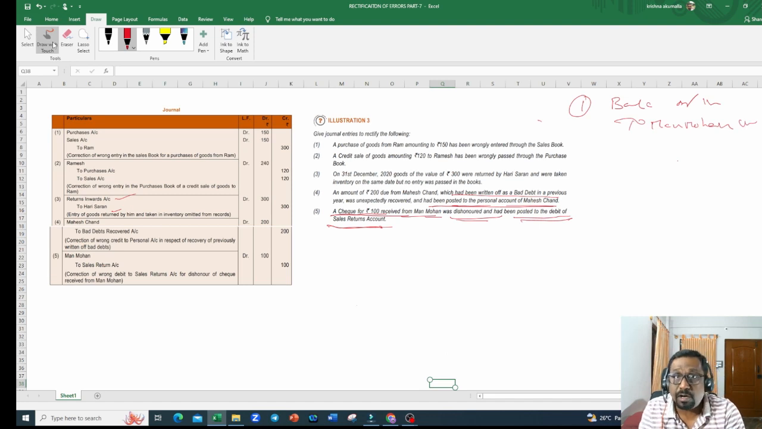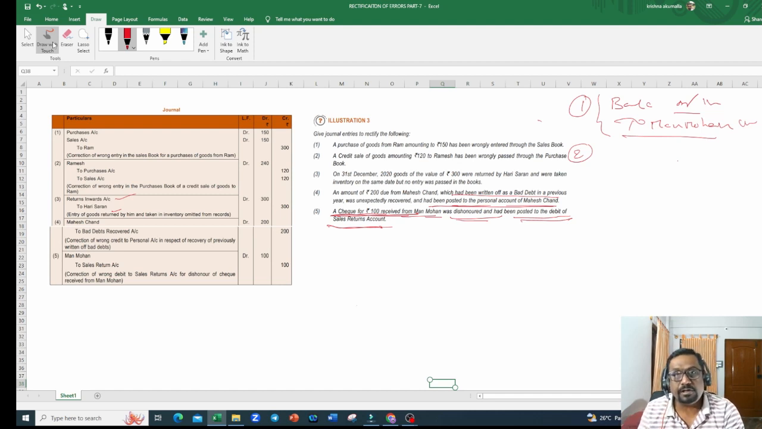I'm not talking about a wrong entry, a correct entry, or a rectification entry. I'm talking about historic entries. What would have happened when the check was received from Manmohan and deposited in bank? That time we would have debited bank account and credited Manmohan account. Number one. After that, what happened? This check got dishonored. Dishonored means the check got returned, so there were no funds available.